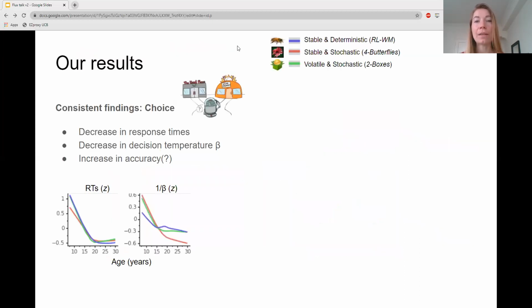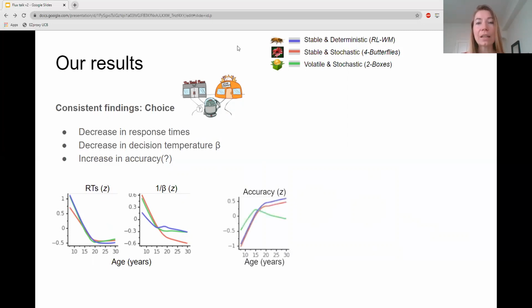So what did we find? We found the same consistent patterns of decreasing response times and decreasing decision temperatures as previous studies. And plotting the age on the x-axis here, on the left, you see that z-scored RTs decrease smoothly and consistently in all 3 tasks with basically identical trajectories. On the right, you see a consistent decrease in decision temperatures across all tasks with small differences between tasks.